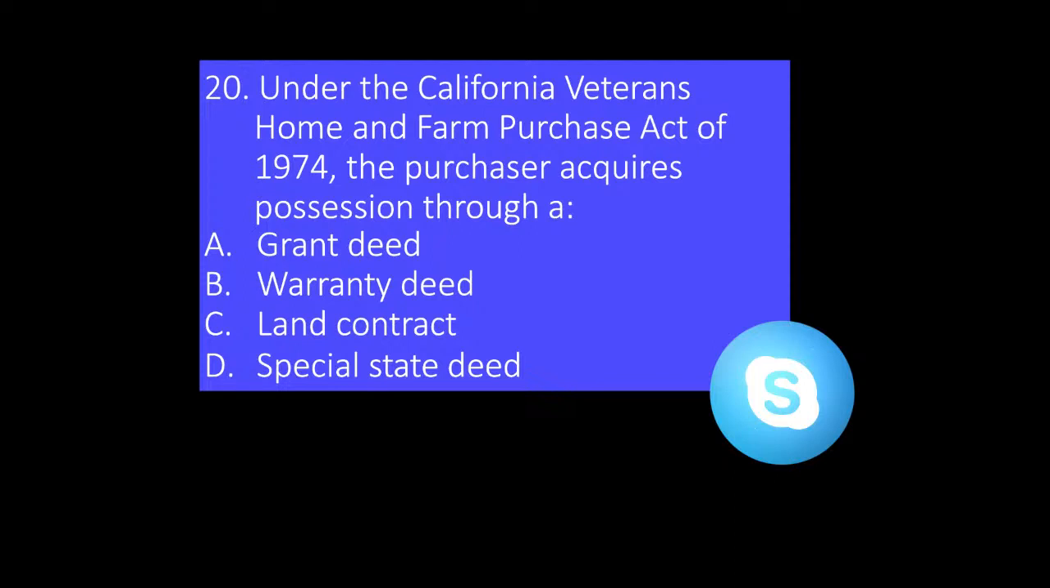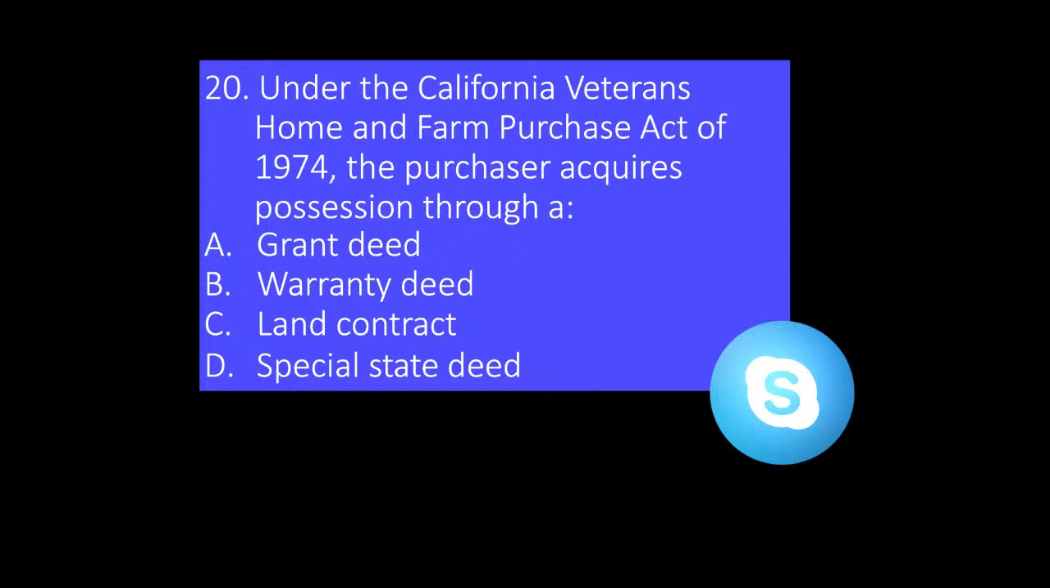Mm-hmm. Okay. So which is the best answer for you? I don't think grant deed is correct either, so I'm taking out A. I don't know, this is weird. This is just an act. So what would the California Act let the purchaser acquire possession through? That's for veteran only, through a special state deed. Land contract. D.